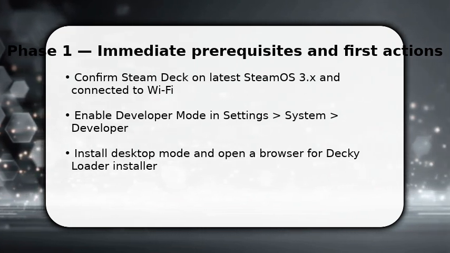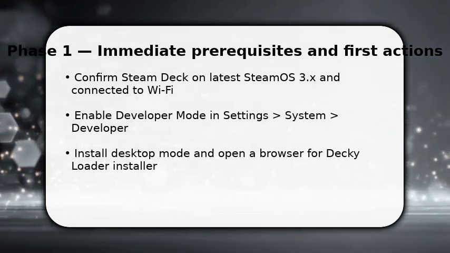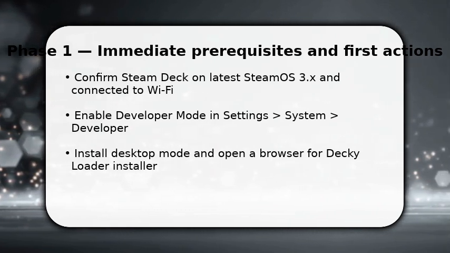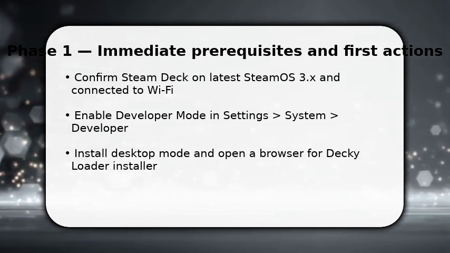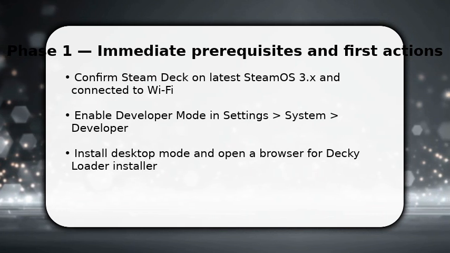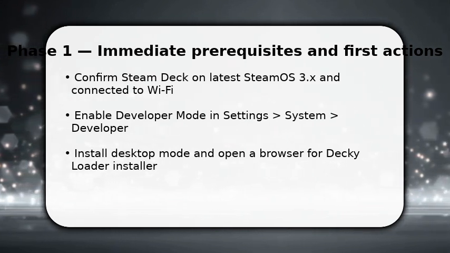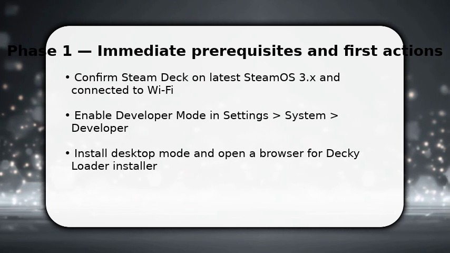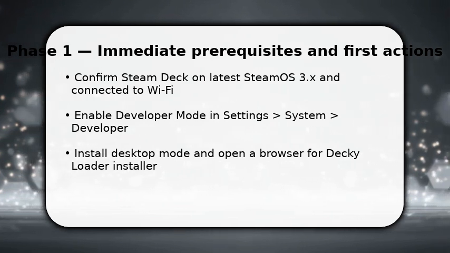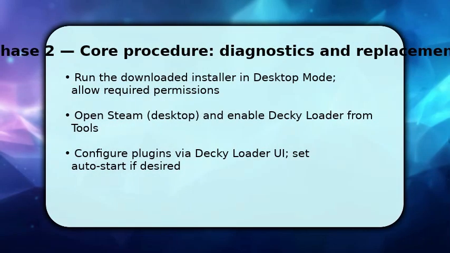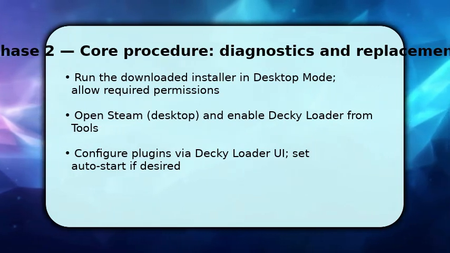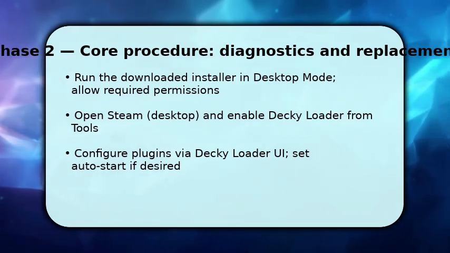Then switch to desktop mode and open the browser. You will download the Decky Loader installer there. Do this now to avoid permission issues later. Follow prompts carefully because correct mode and network access prevent failed installs and make the rest of the process faster and more reliable.